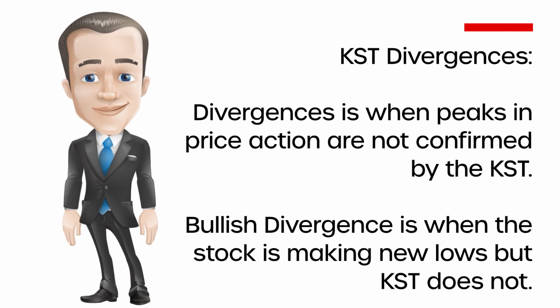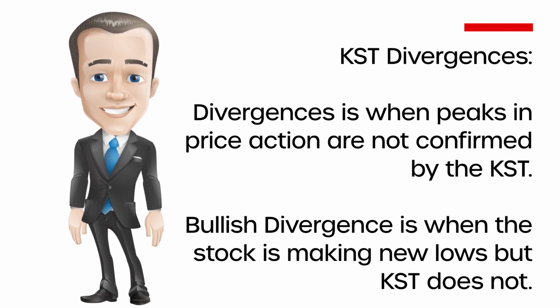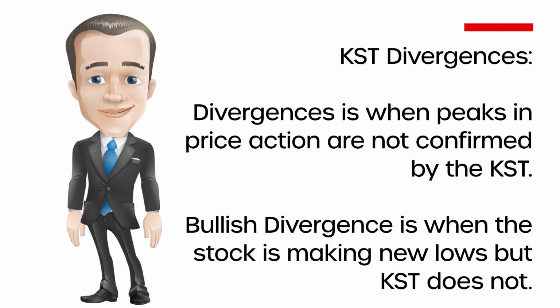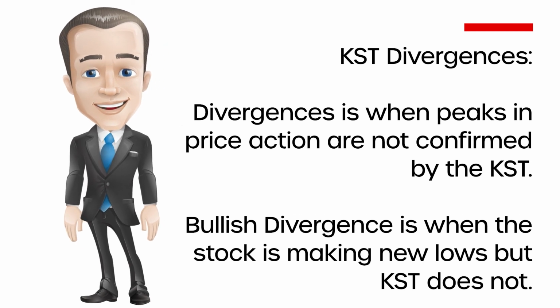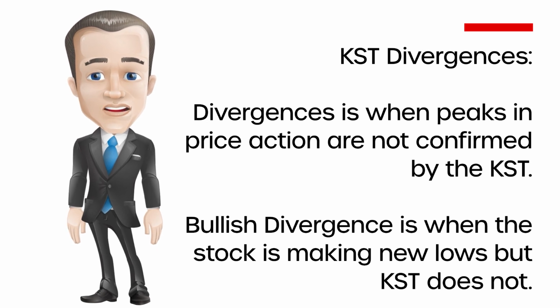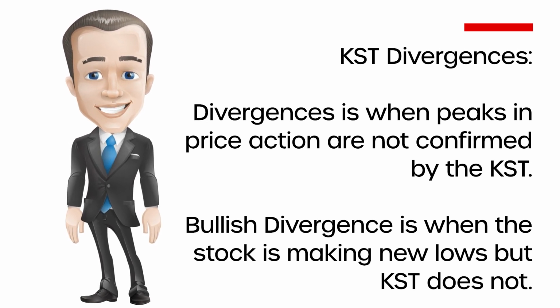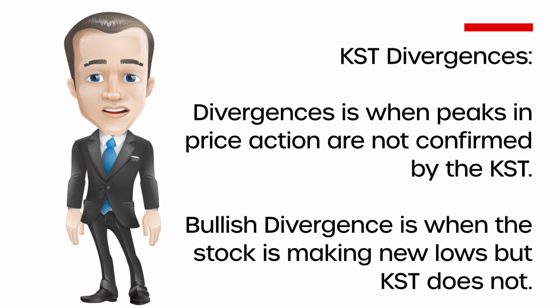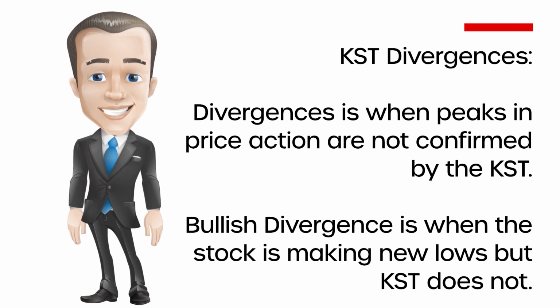KST divergences. Divergence is when peaks in price action are not confirmed by the KST. Bullish divergence is when the stock is making new lows, but the KST does not. Bearish divergence occurs if the stock is making new highs while the KST is not. Price is going one way, but the KST is going another way. The theory in this case is the price ultimately resumes in the direction of the KST. In the case of divergence that we have here, the price was falling lower, but the KST was not.